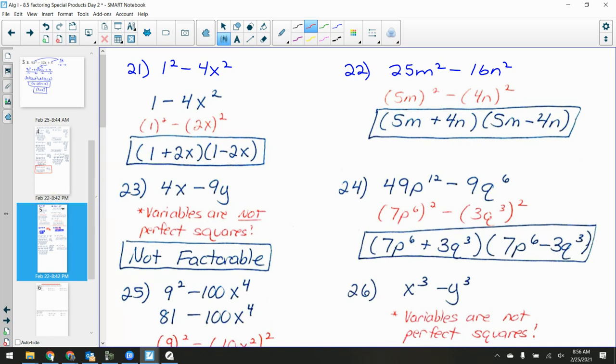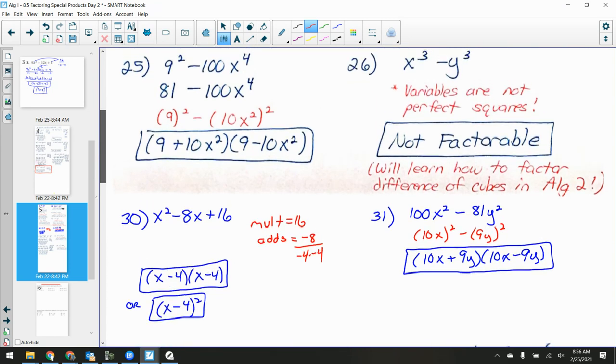Number 21, that is a difference of squares. So it's 1 minus 2x, 1 plus 2x. 22, same thing. That's 5m plus 4n, 5m minus 4n. 23 is another one of the ones that are not factorable because x and y are not even powers. They're odd powers. They're powers of 1. 24 is a difference of squares. 7p to the 6 plus 3q to the third, 7p to the 6 minus 3q to the third. You don't need to show the second step in there. I'm okay if you just go straight to your answer.